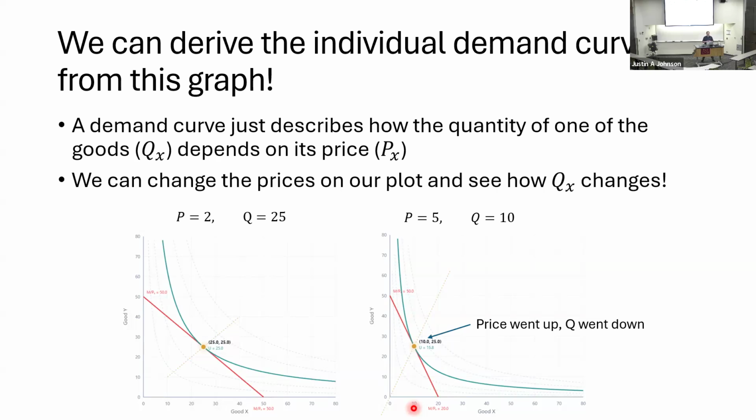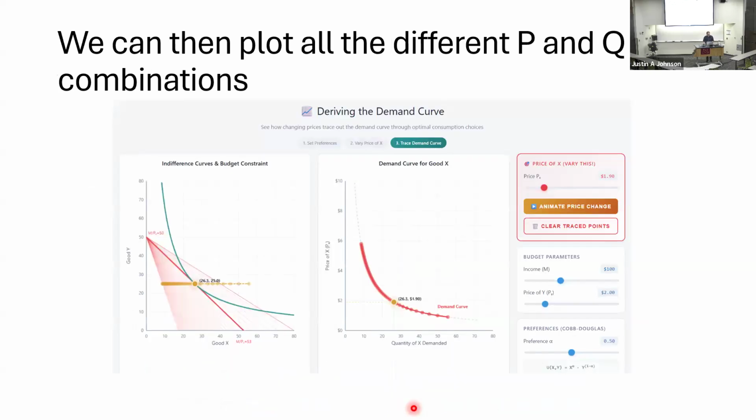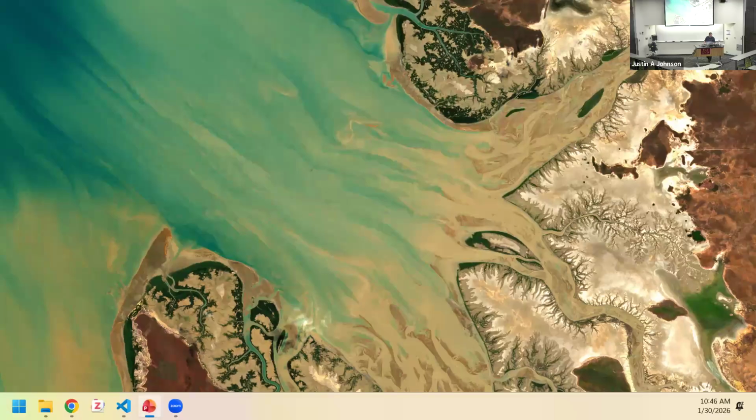The kind of cool thing is we can create a whole new graph that describes all of the possibilities between different prices of X and the quantity that a utility maximizing agent would choose. So what does that look like? Here is a static screenshot of this question, but I'm actually going to go interactive for this one. So let me pull that up.